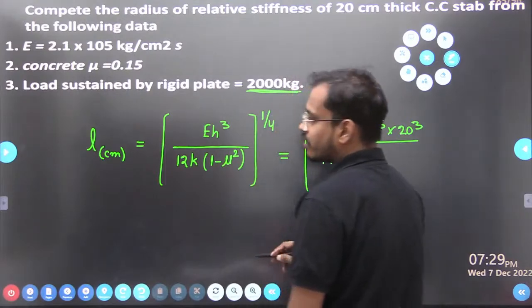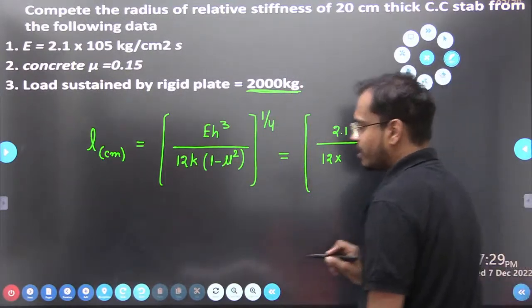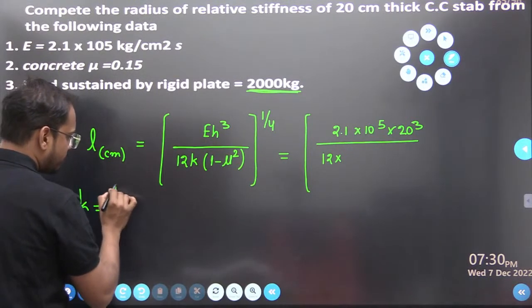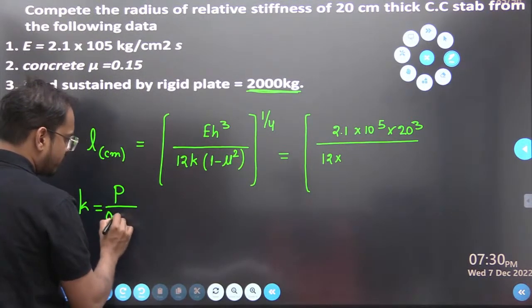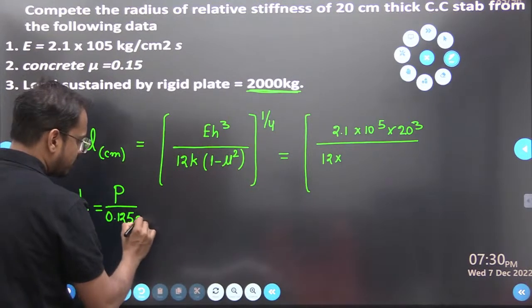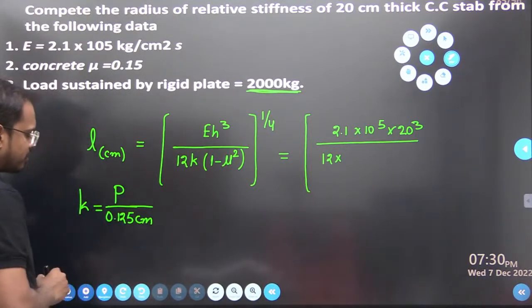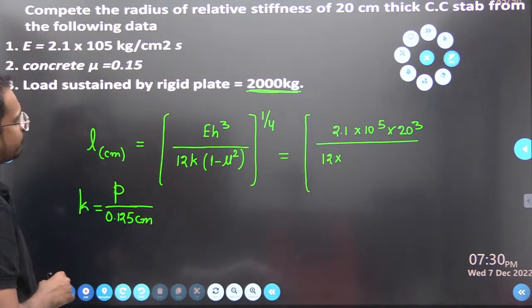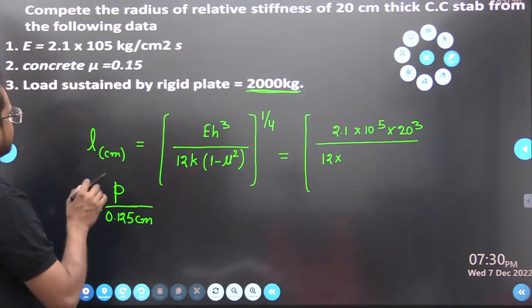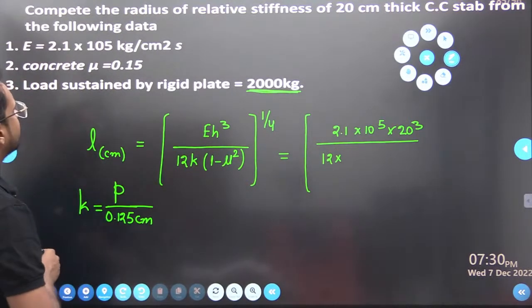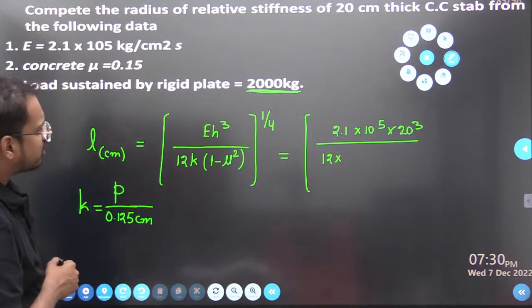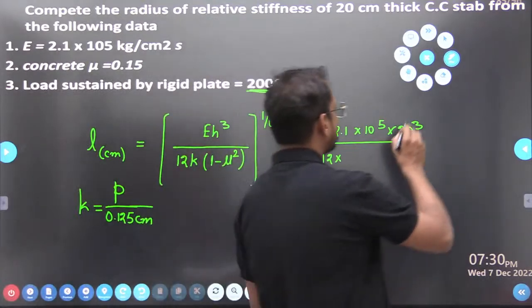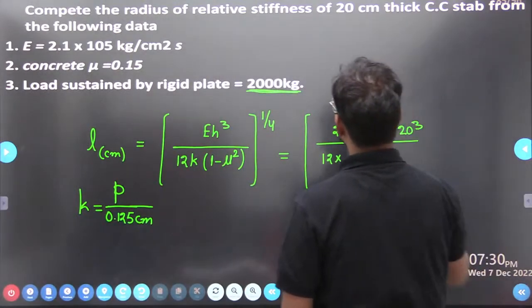If I am interested to calculate the value of K, then we already know that the modulus of subgrade reaction K is equal to p dividing by 0.125 centimeter. Am I right? But small p is not given. Actual load is given. So we can calculate the value of small p. How to calculate the value of small p?